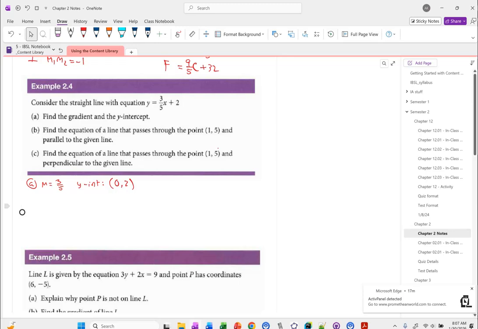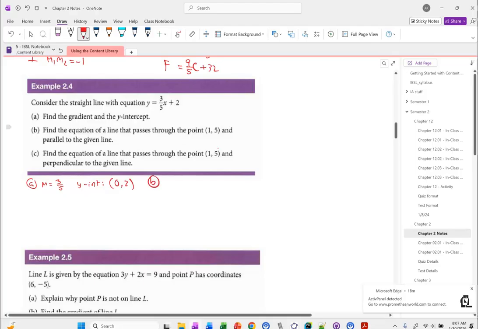Find the equation of a line that passes through the point (1, 5) and is parallel to the given line. So I have a point. What other piece of information do I need in order to write the equation for a line? Slope. How am I going to get that? From the equation, because it tells me it's parallel. We know the slope is the same. So it's just point-slope.